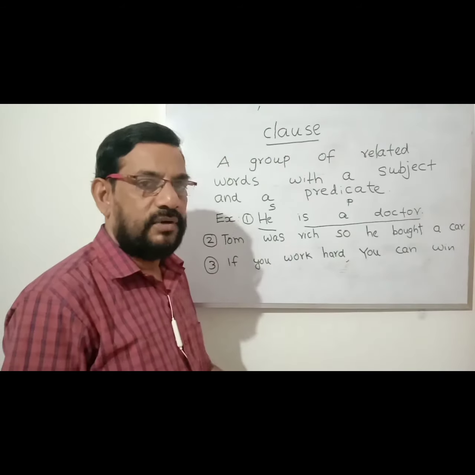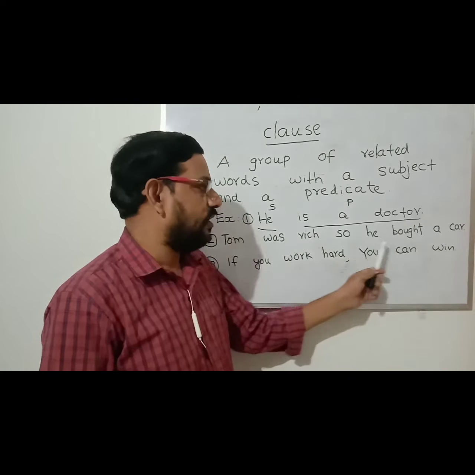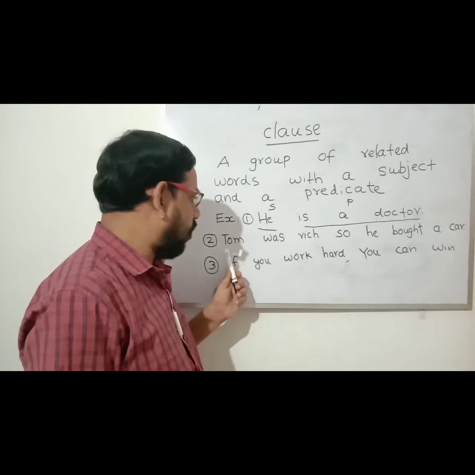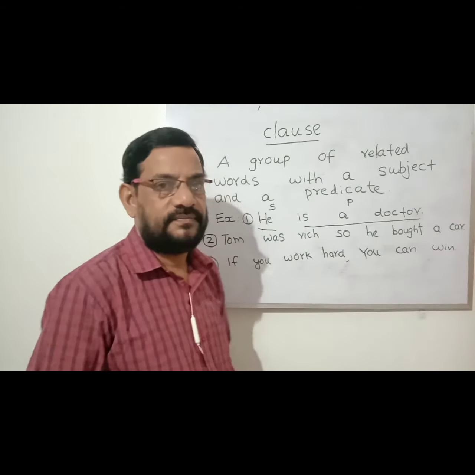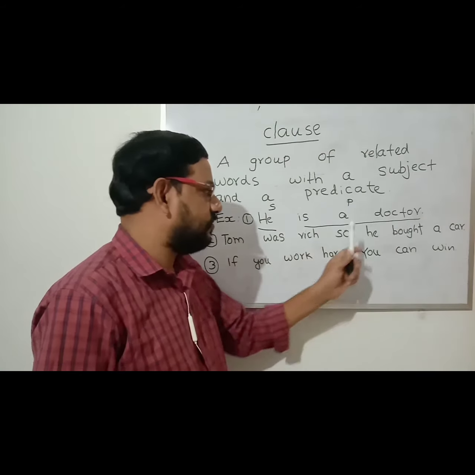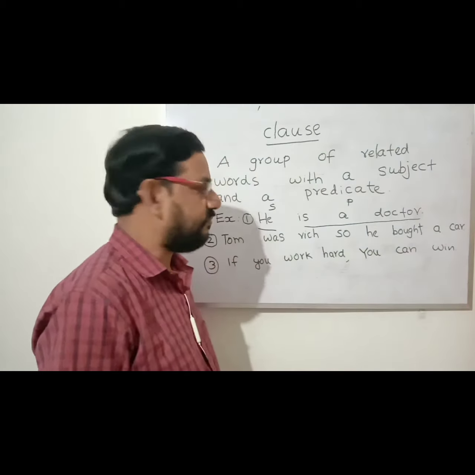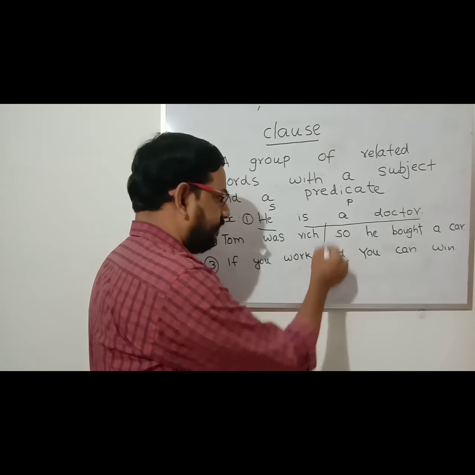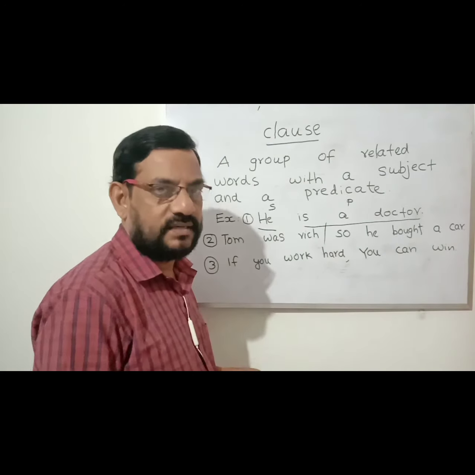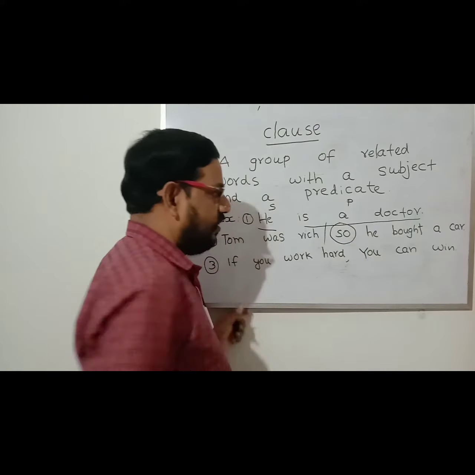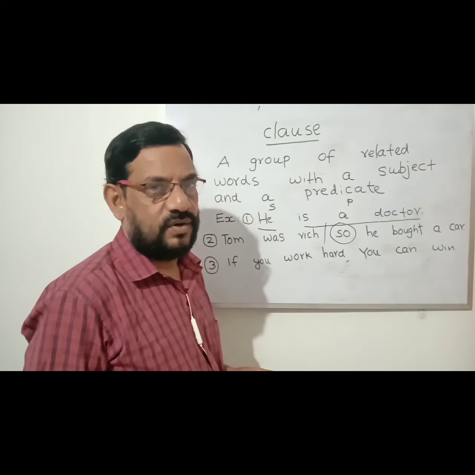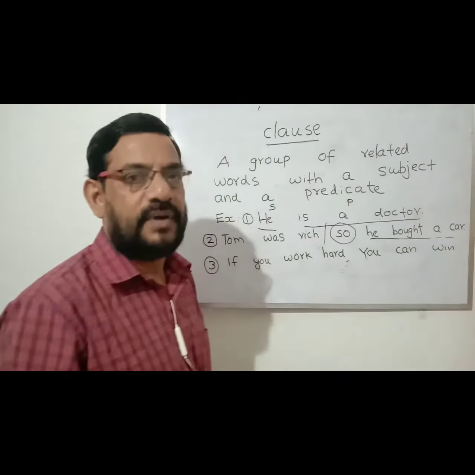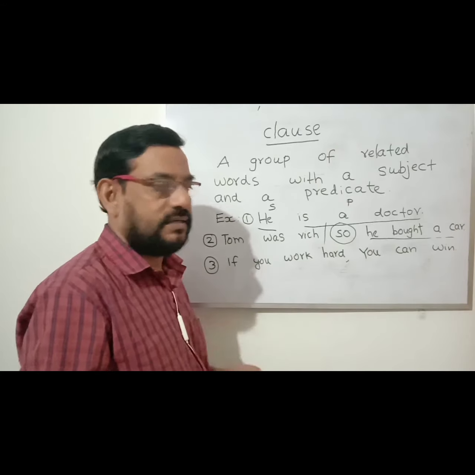We can go to the next example. Tom was rich, so he bought a car. This is a long sentence starting with Tom and ending in car. There are two parts actually. Tom was rich, that is the first part. So, that is a coordinating conjunction. He bought a car, that is another part. Now we can check each part.